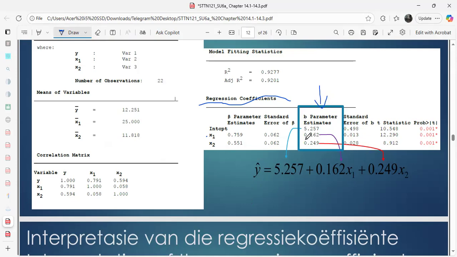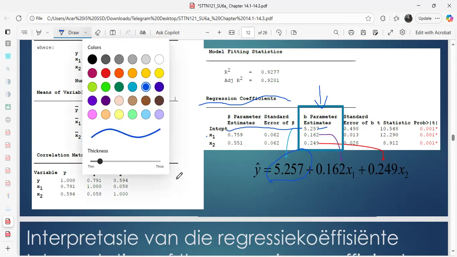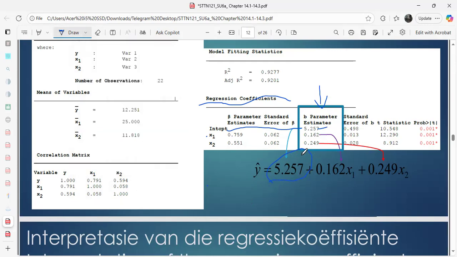Like always, if they want you to find the estimated linear regression equation under multiple regression, you're going to get it under the B parameter estimates. The first one is B0, the first one is B0.